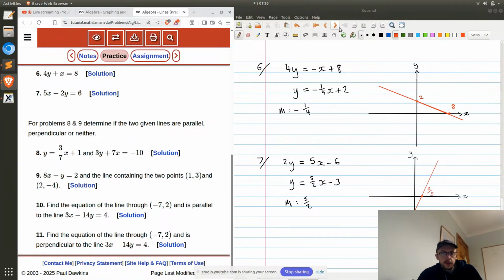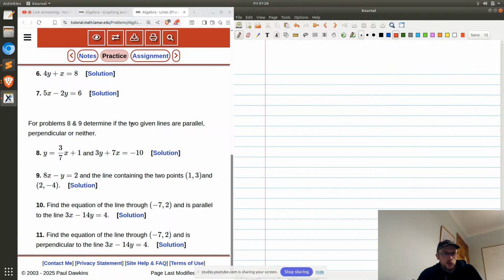Next up, for problems 8 and 9, determine if the 2 given lines are parallel, perpendicular, or neither. 2 lines are parallel if their slopes are equal. 2 lines are perpendicular if the slope of the first line is m and the slope of the second line is -1/m, the negative reciprocal.